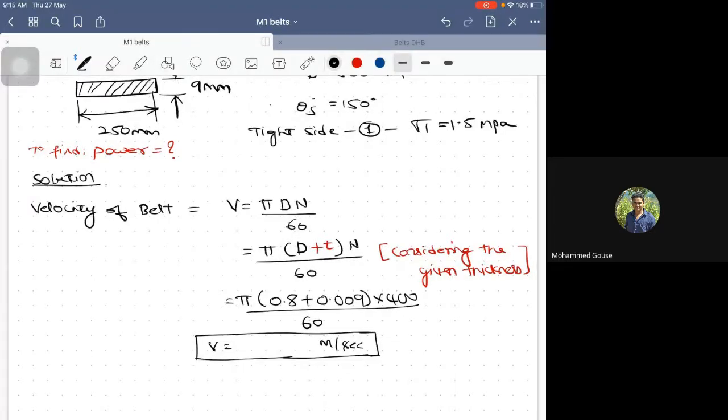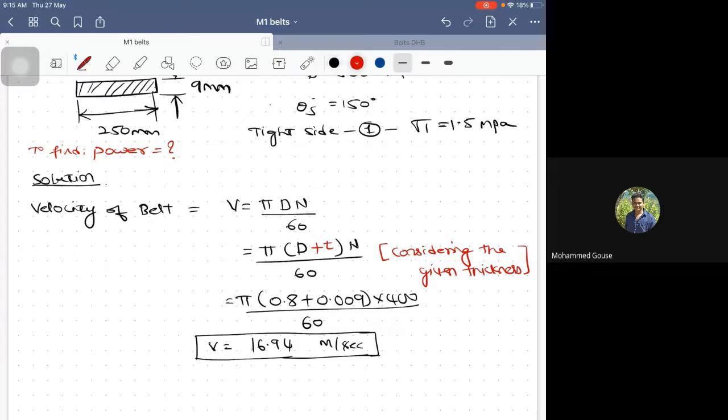Yes, 16.94 meters per second. Now, whether this value is greater than 10 meters per second or less than 10 meters per second, that you have to decide upon. Definitely, this particular value is greater than 10 meters per second. That is why you are supposed to calculate using centrifugal force.